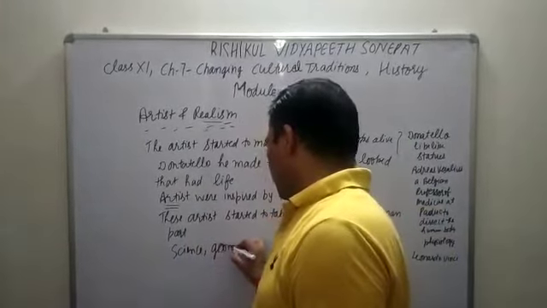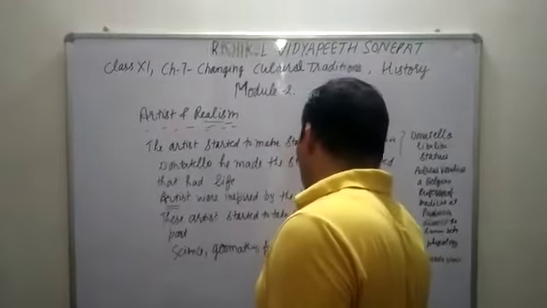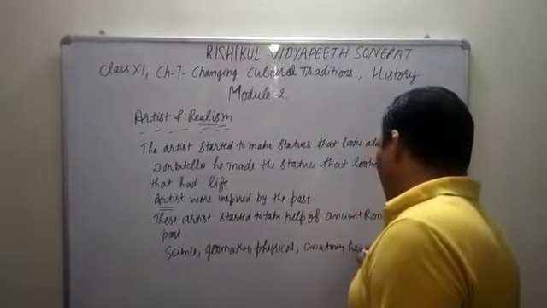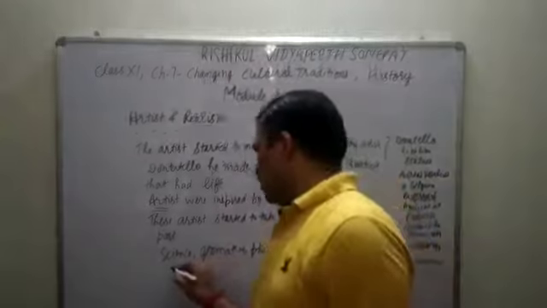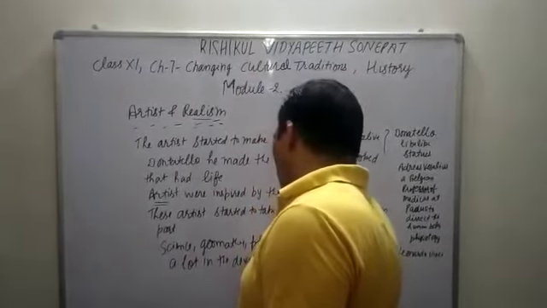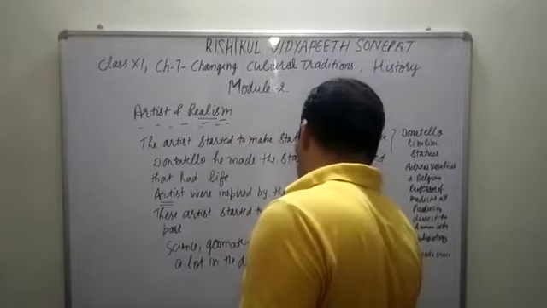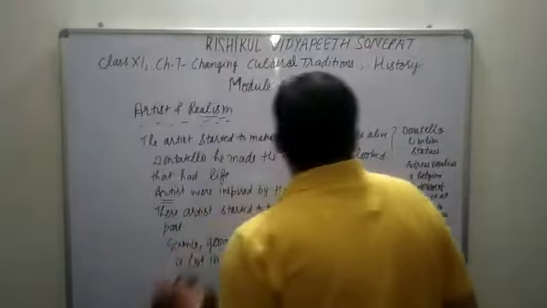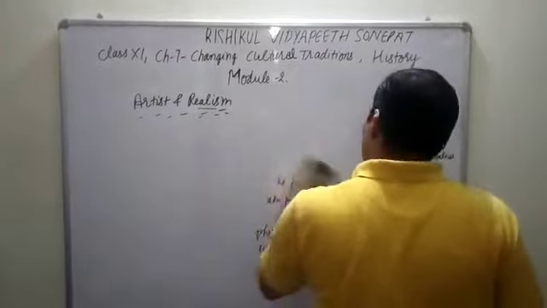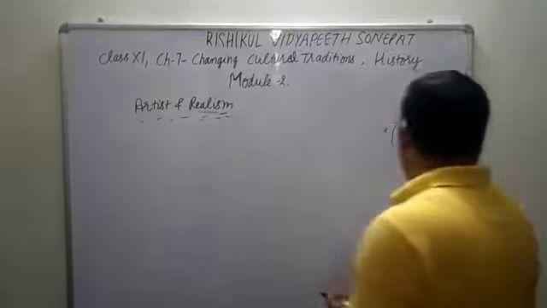geometry, physics, and anatomy helped a lot in the development of art and humanism. How was that? Science also helped, and some knowledge of geometry, because that was an important part of this.